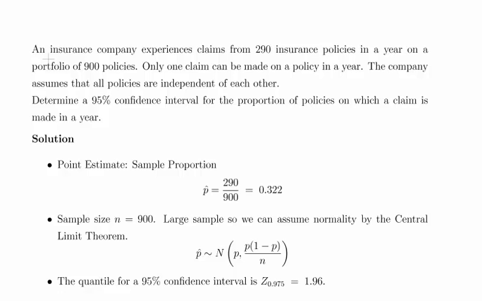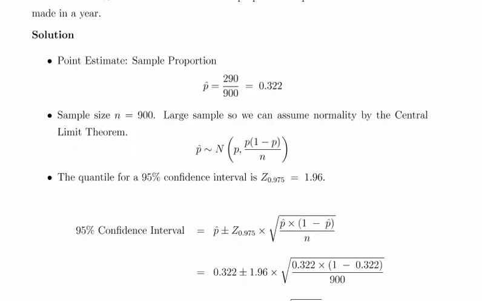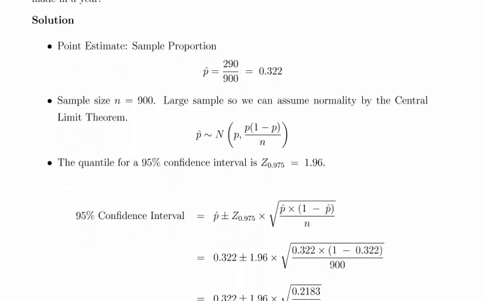Okay, so essentially what we're going to do is construct our confidence interval. Now the components of a confidence interval are the point estimate, the quantile, and the standard error. The point estimate, which I just touched on previously, is p hat, which is equal to 290 out of 900, and that gives us a value of 0.322.